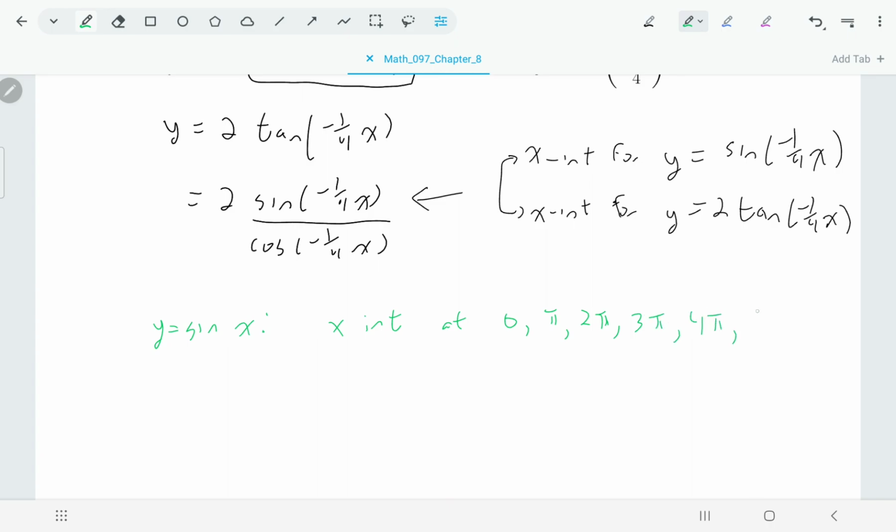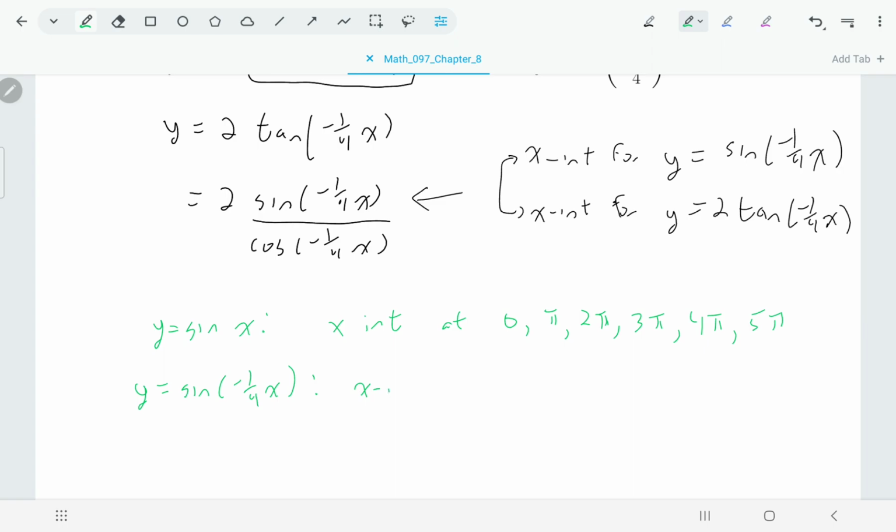So all of those whole number pi's. So there we go, I've got 1, 2, 3, 4, 5, 6 of them. Good. And if I wanted to think about y equals sine of negative a quarter x, that would be the sine graph where I've taken all of the x values and divided them by negative 1/4, which is the same as taking all of my x values and multiplying them all by negative 4.